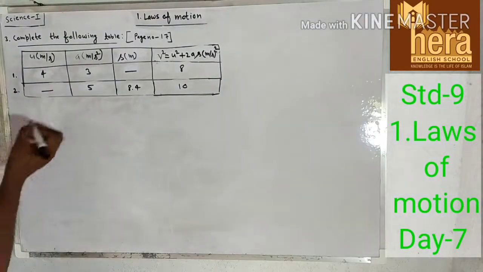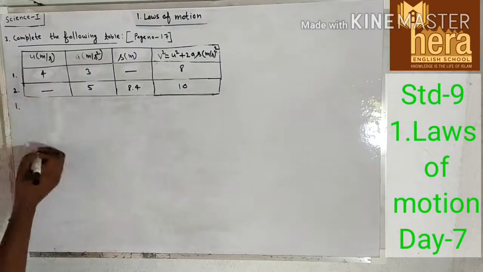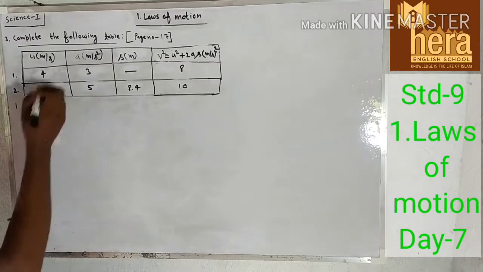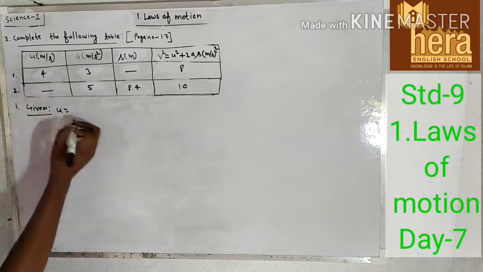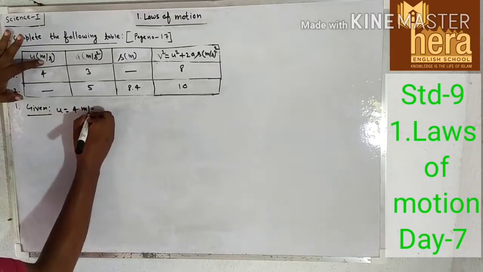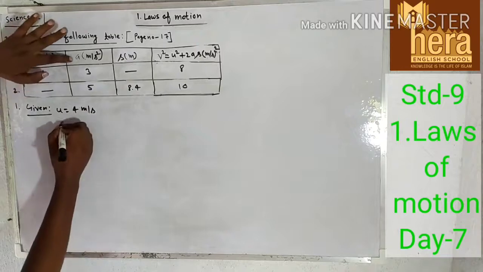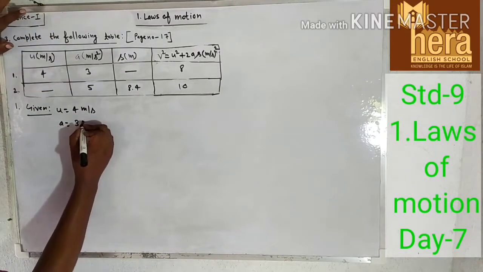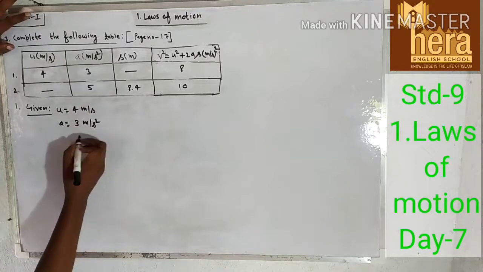So again, first one. Given: U is equal to 4 meter per second. A is equal to 3 meter per second square.